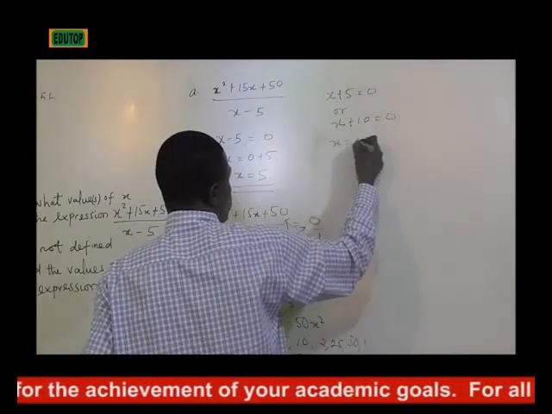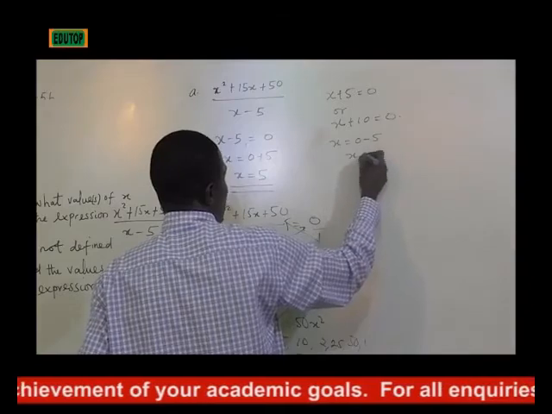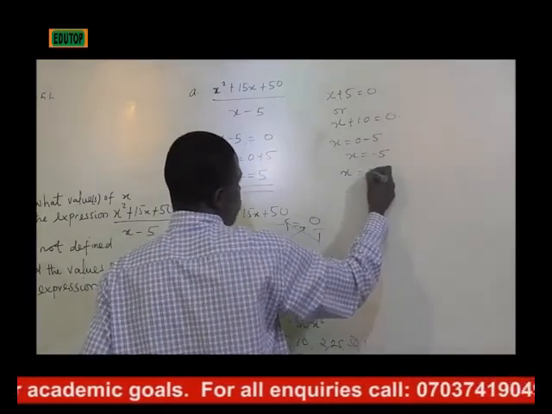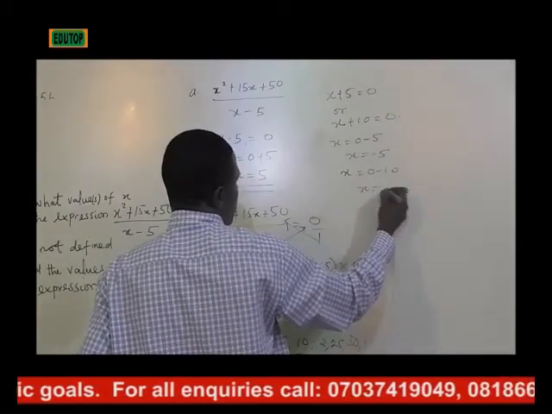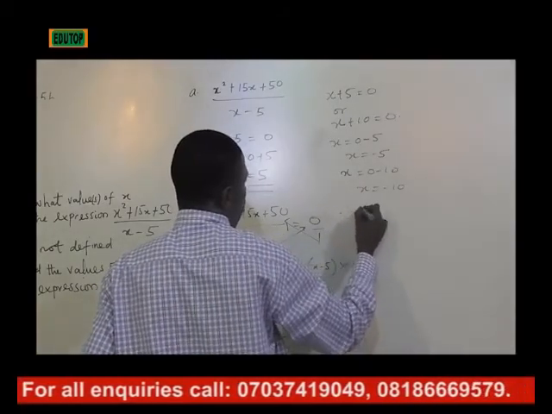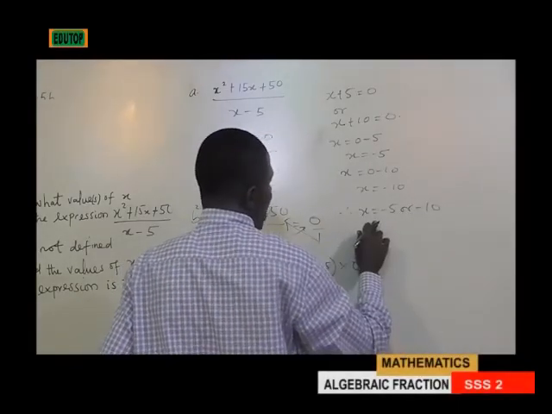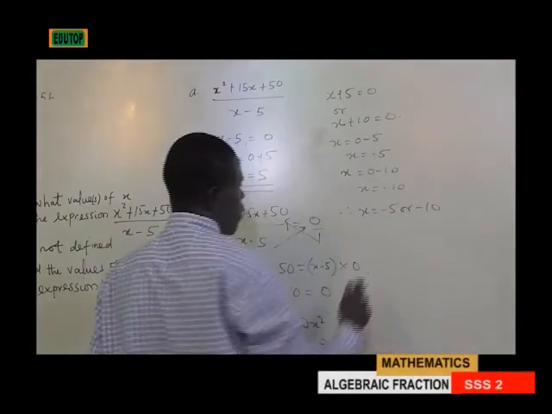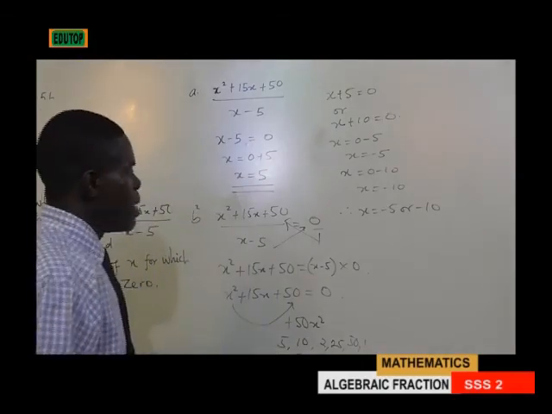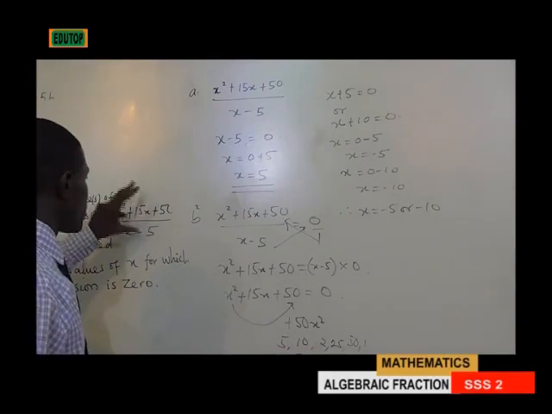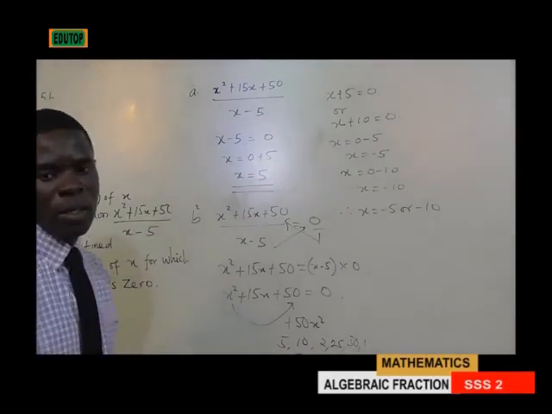X equals to 0 minus 5. Then your x equals to minus 5 in the first case, and in the second case, x equals to 0 minus 10, then x equals to minus 10. Therefore, our x will be minus 5 or minus 10. So x equals to minus 5 or minus 10 will be the values of x that will make this expression equal to 0.